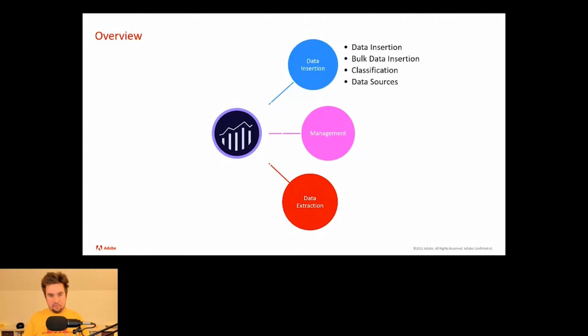Getting a bit more specific then. For the data insertion examples, we're going to take a look at the actual Data Insertion API today, but we're also going to take a brief look at the very new Bulk Data Insertion API. Then we're going to shift over to classification uploads and then to data sources, which are also quite cool to, for example, import offline data.